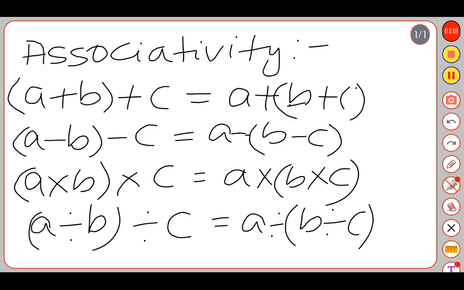So if a number follows this rule, then we can say that the number is associative under addition. If it follows this rule, then it is associative under subtraction. If it follows this rule, it is associative under multiplication. And if it follows this rule, it is associative under division. So we will try these rules on whole numbers, integers and rational numbers.